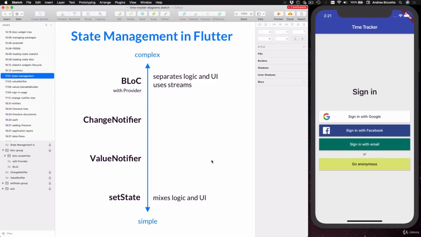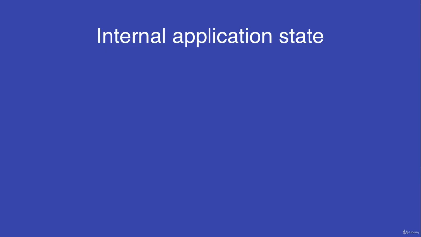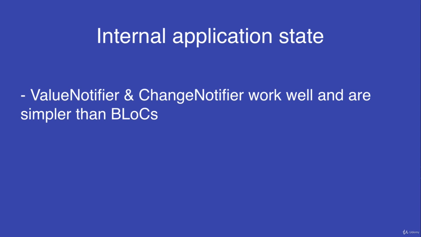Another example could be an application that needs to track the user location, and you could think about the user location as a stream of coordinates, and every time there is a new location update, then a new coordinate is added to the stream. So using blocs may work well in this case. However, if all you care about is managing state that is local to your application and doesn't come from external services, then value notifier and change notifier can be simpler alternatives to blocs.